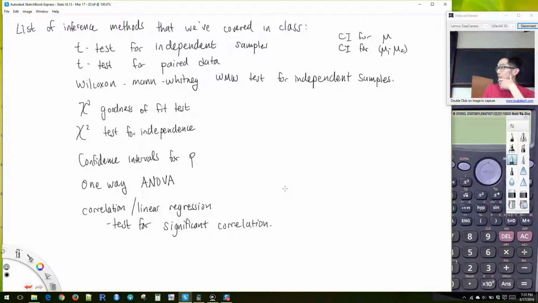Will we get the F table provided to us? I'm not going to have any questions that rely on the F table, so I will not provide it, but I will not ask anything about it.